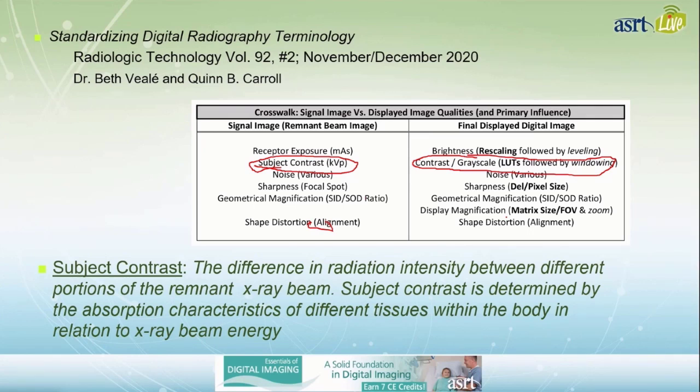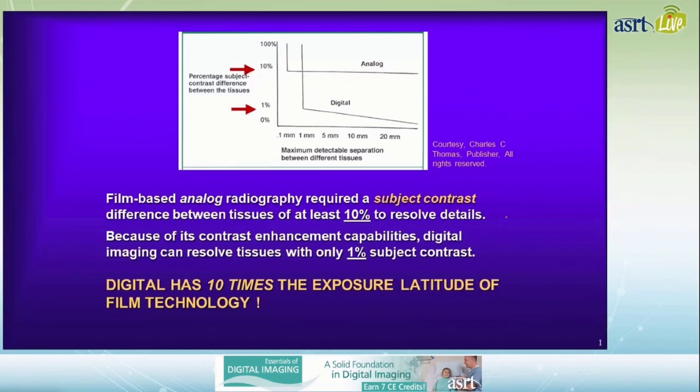Let me just point out while we're at it, look at the very top listing there. The projected image on the left has the quality of receptor exposure, which is controlled by mAs. But on the right, when we get to that final displayed image, the quality is now going to be called brightness, which is controlled no longer by mAs, but by rescaling followed by leveling. And we're going to illustrate those concepts here in just a second.